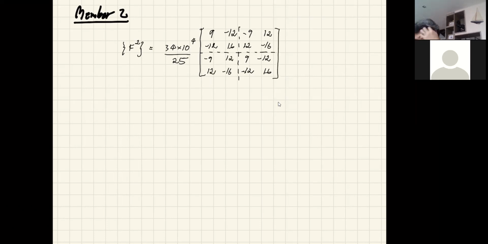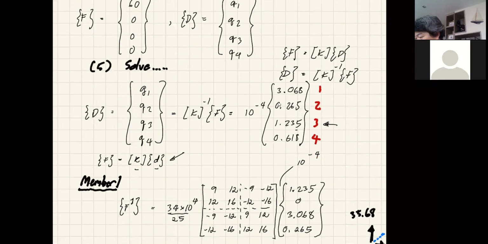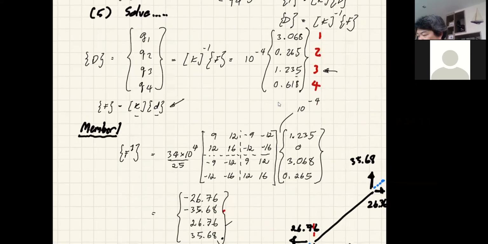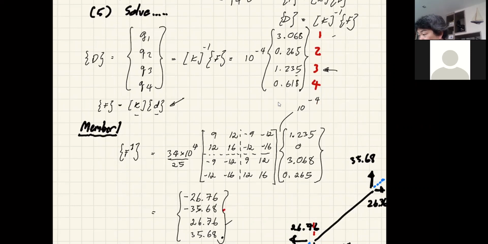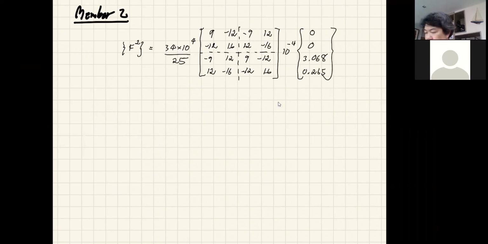The code for member number two is 0012. So we can come back here. We need to pick 0, 0 and then 1 and then 2. This is 1, this is 2. So this time I won't forget, we have 10 to the power minus 4 up front. 0, 0, 1 is 3.068. 2 is 0.0265.